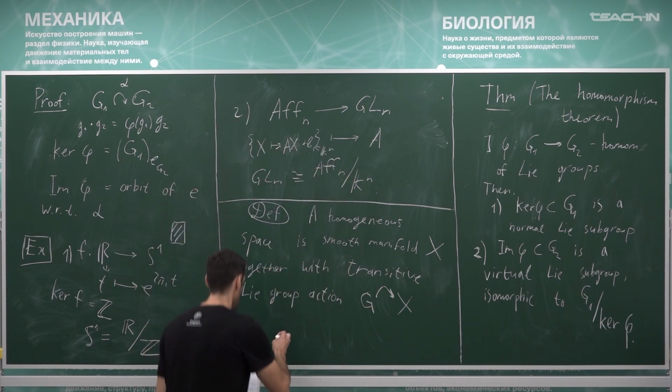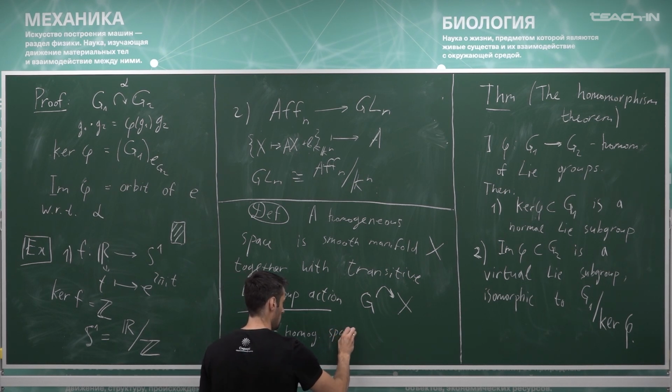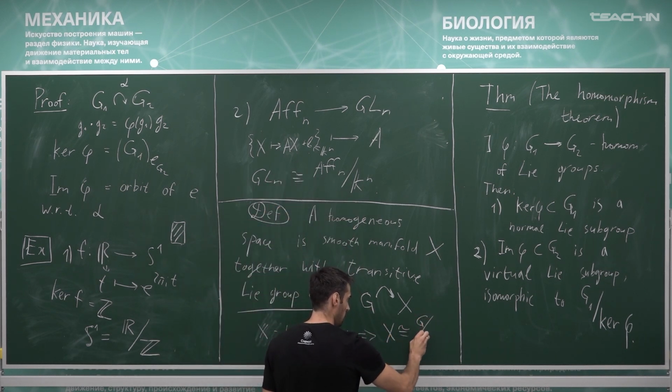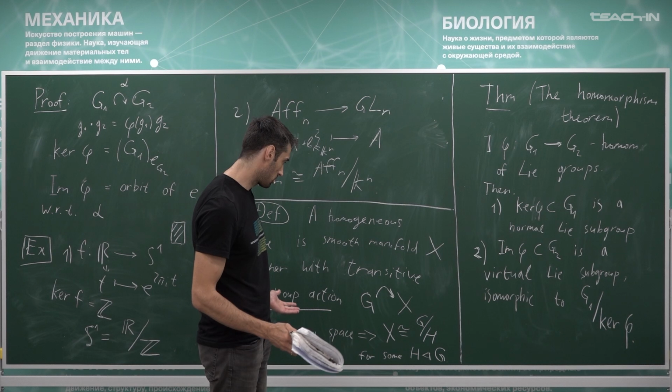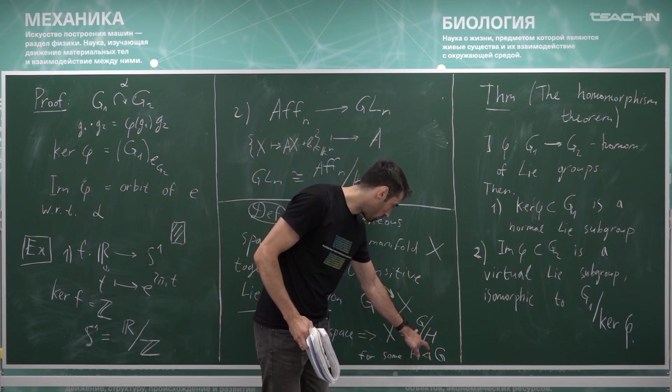Says that if X is a homogeneous space, then X is diffeomorphic to G over H for some Lie subgroup H, which is the stabilizer of some point. And sometimes people just call these homogeneous spaces. So what is the conclusion? It is that a homogeneous space is the same as a quotient of a Lie group by a Lie subgroup.